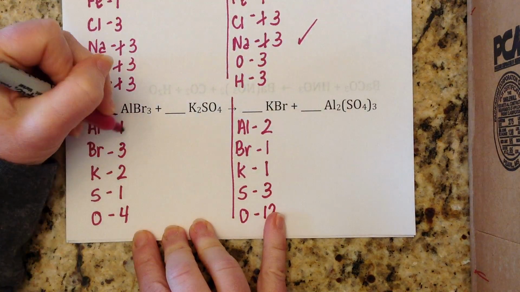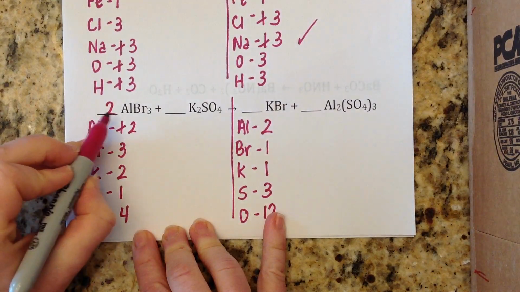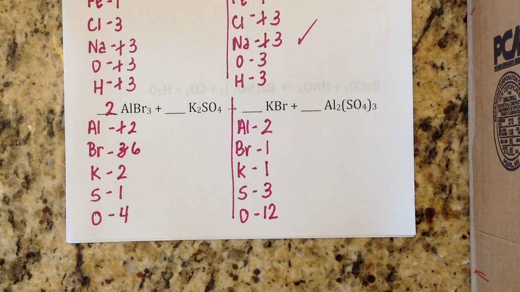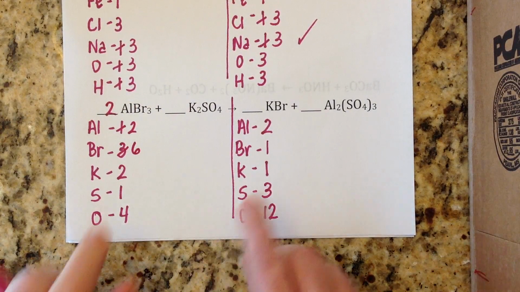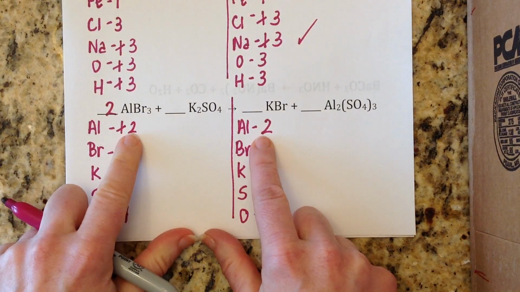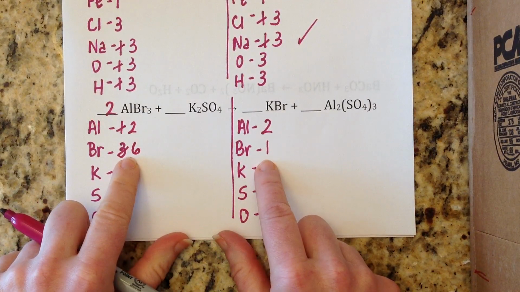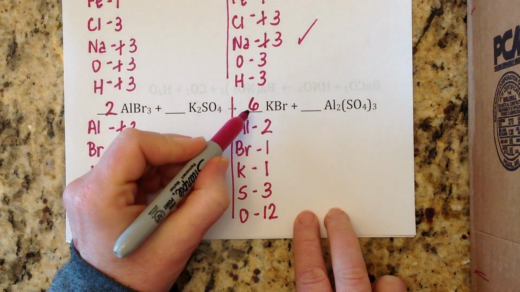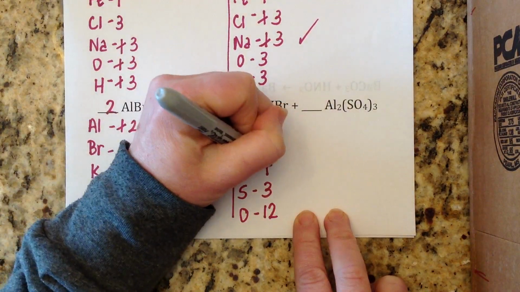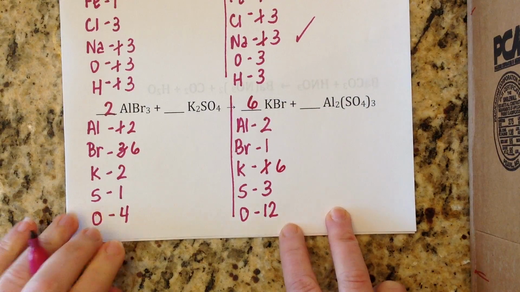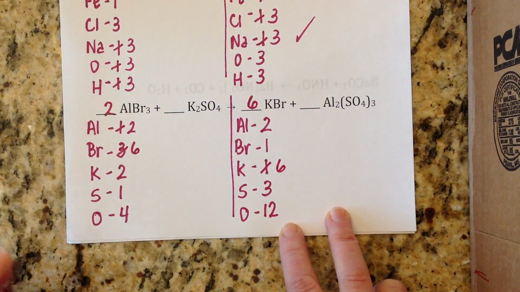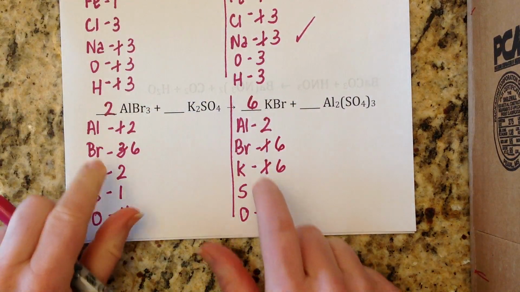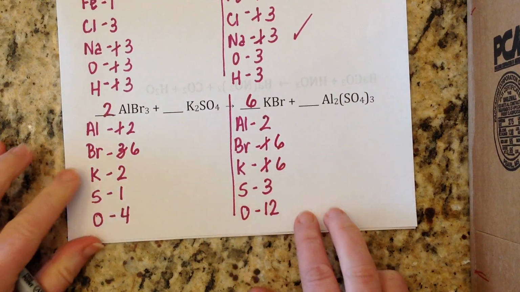2 times 1 is 2 aluminums. And 2 times 3 is 6 bromines. Okay. If I had that 2 correct, then it looks like to fix bromines, I'm literally going to have to put a 6 here. And that would be 6 times 1 is 6 potassiums, and 6 times 1 is 6 bromines. So I've got aluminums are good and bromines are good.